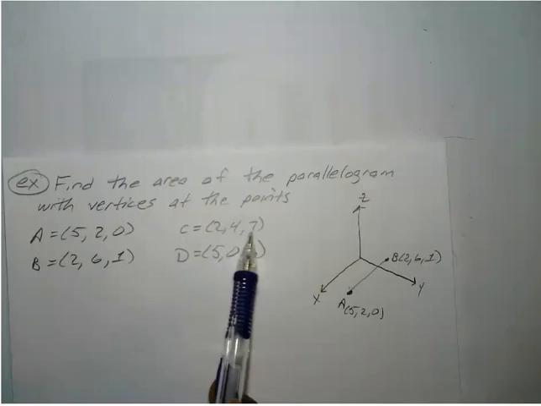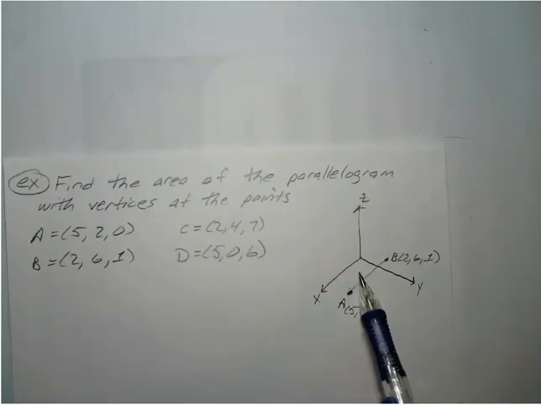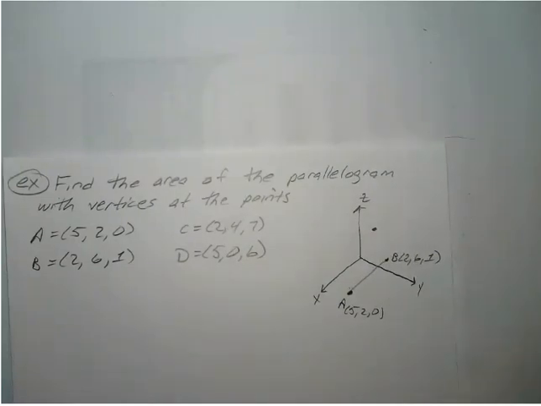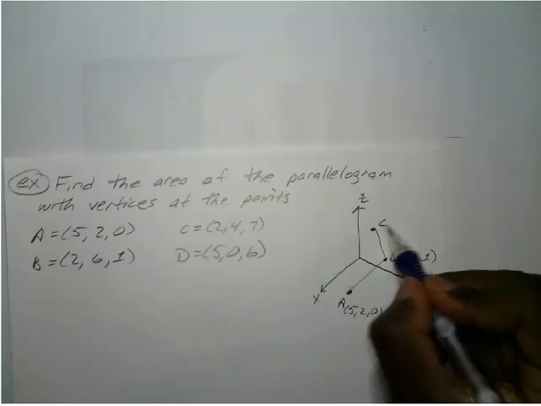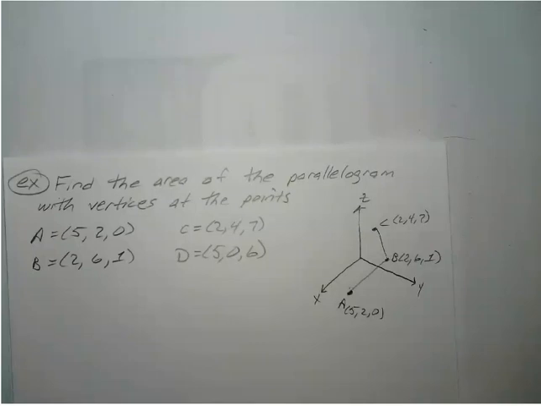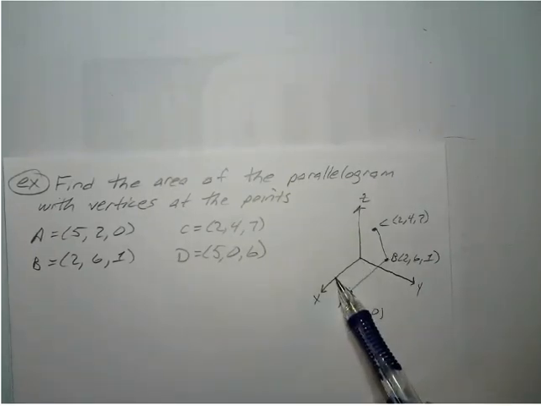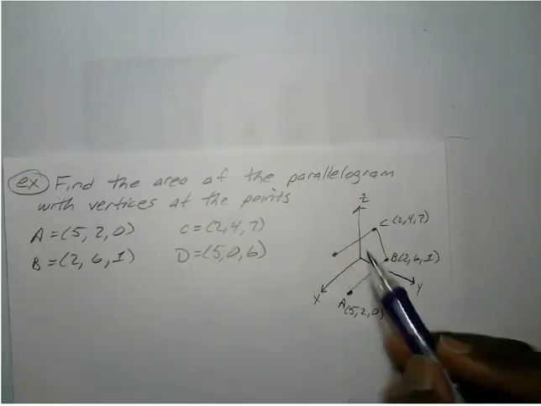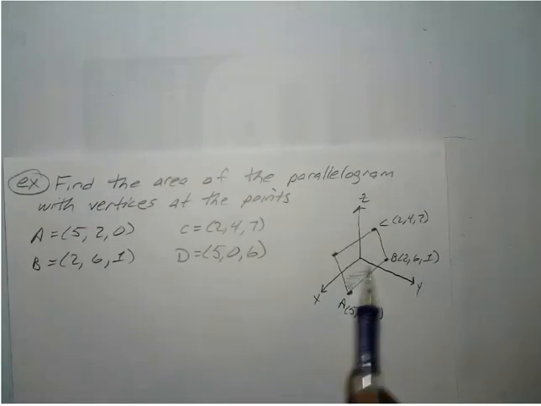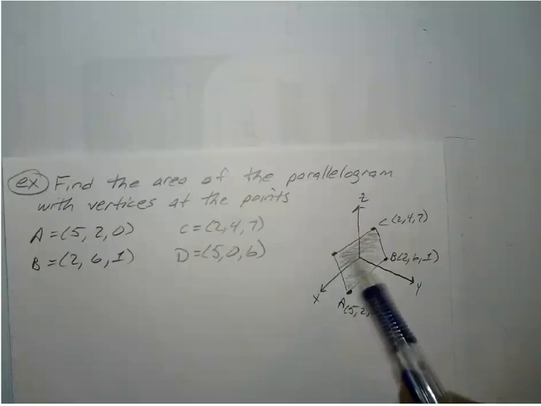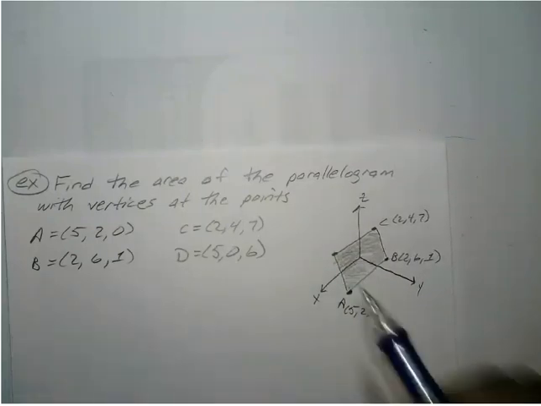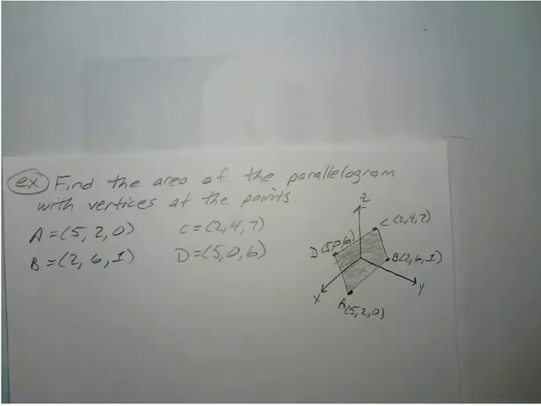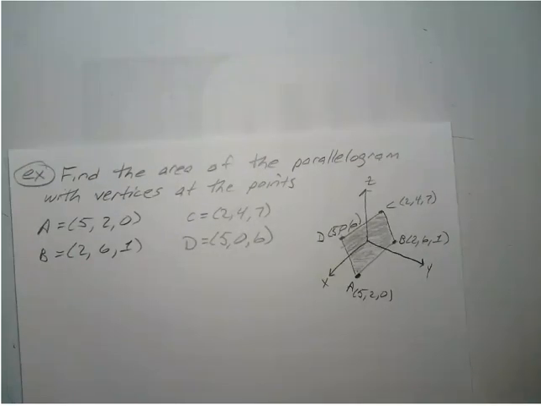Okay, so for point C, we have 2, 4, 7. So X is 2, Y is 4, and we go up 7, so that would be about right there. And point D, 5, 0, 6. So X is 5, Y is 0, Z is 6. So we go up to about there. Let's say that what we're looking at is a rough sketch. That's our point D, 5, 0, 6. It's a rough sketch of what we're working with, but it helps us to visualize.